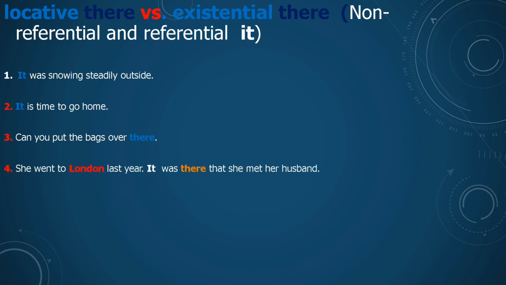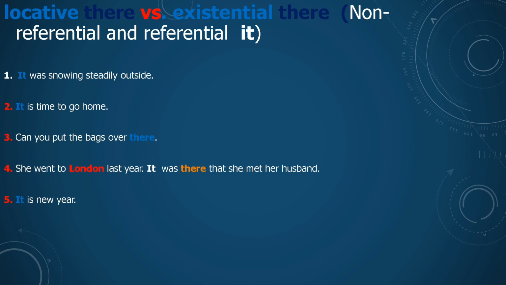The fourth example, she went to London last year. It was there she met her husband. So this there refers to London. It was in London that she met her husband. So since the word there refers to London, it is a locative there again, because it refers to a location. Number 5, it is New Year. This it again does not refer to anything.